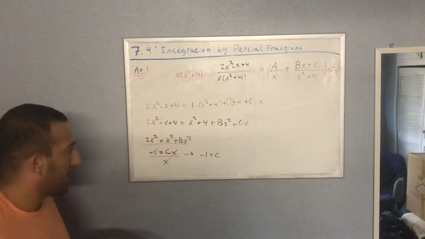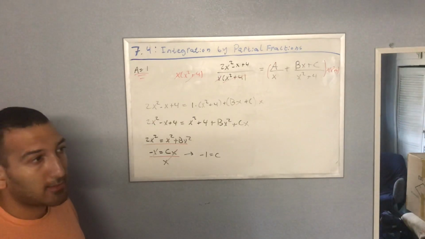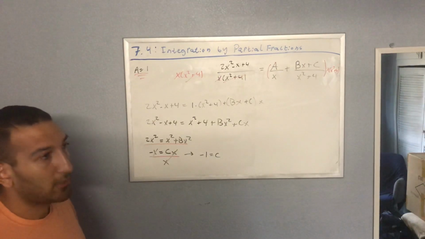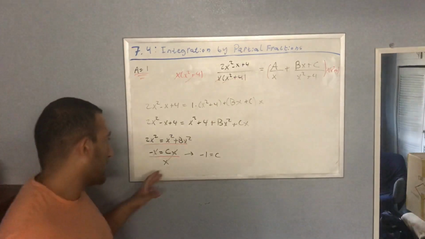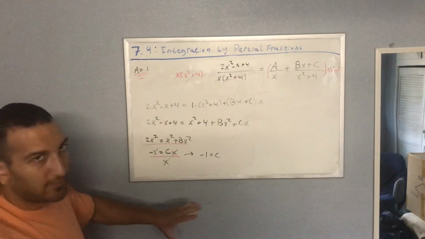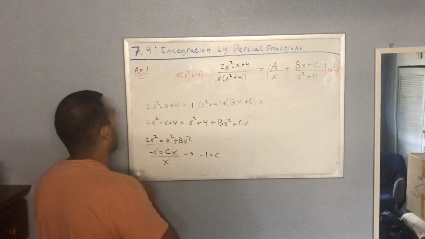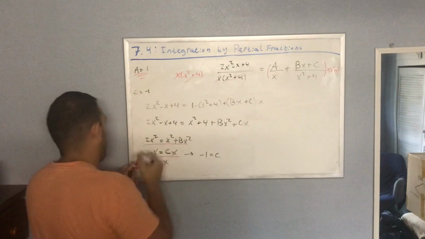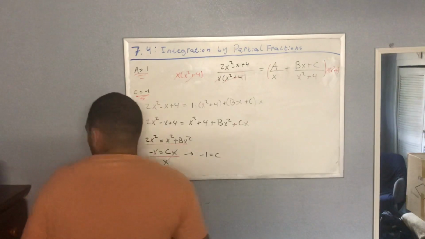Now, to divide by x, we have to make sure that x is not 0, right? But we already took that case into account. We know that when x is 0, we get something out of that, so we're good. So you can just think about the case where x is not 0. So it's fine to divide by that. So we have c is -1. Excellent.